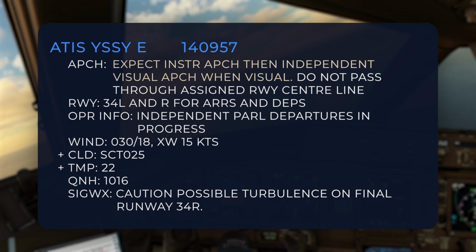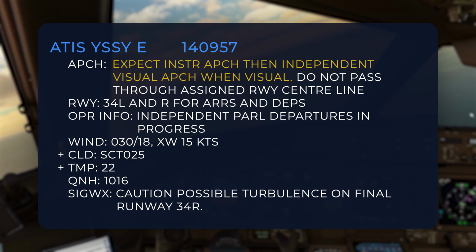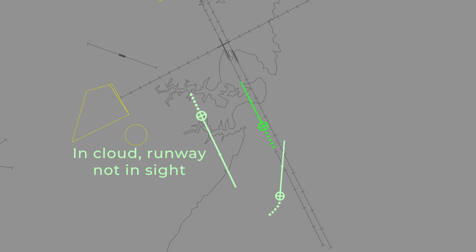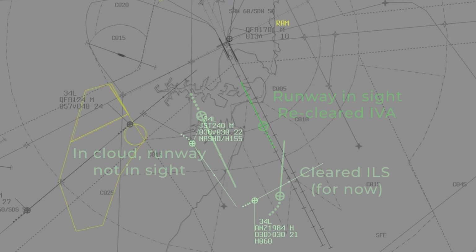If you're told to expect ILS approach, then independent visual approach when visual, it's likely that the cloud is low enough that you won't have the runway in sight for your base leg, and will therefore be instructed to track via an instrument approach until you are below cloud and become visual. From that point, you'll be re-cleared the IVA and may proceed visually.